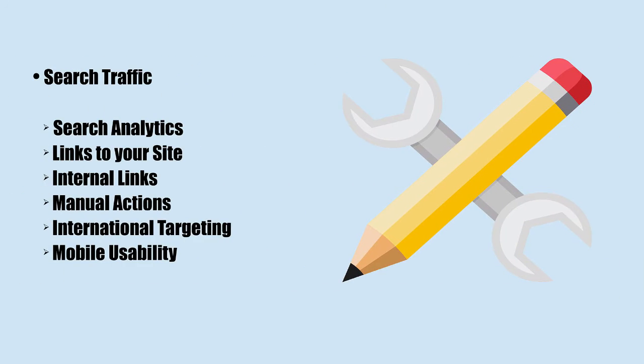The next section in Google Search Console is Search Traffic. This section provides insights regarding the keywords your website is showing up for, linking metrics from internal and external sources, any manual actions, international targeting metrics, and the mobile usability of your website. Let's start this one by one.